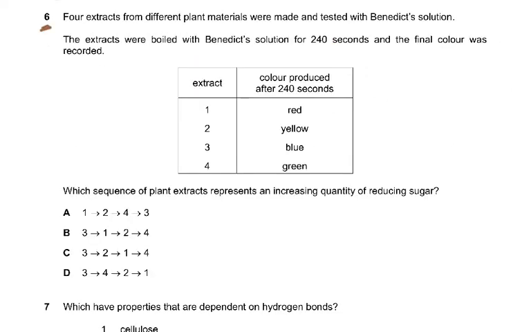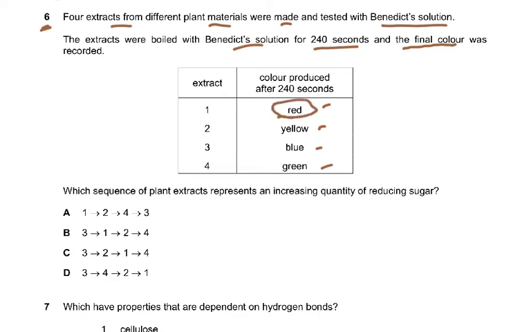Now, coming to question number six, four extracts from different plant materials were made and tested with Benedict's solution. The extracts were boiled with Benedict's for 240 seconds, and the final color was recorded. So the final colors are red, yellow, blue, and green. Well, how I did it was I thought of red.